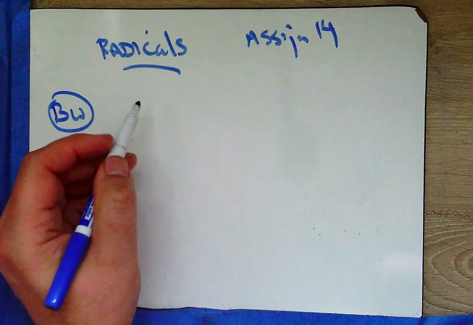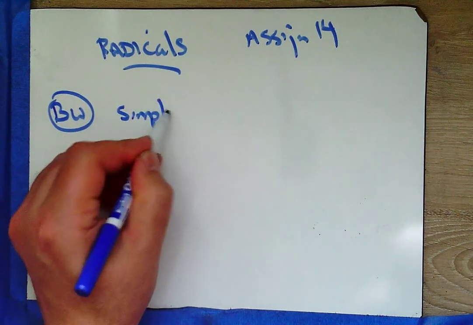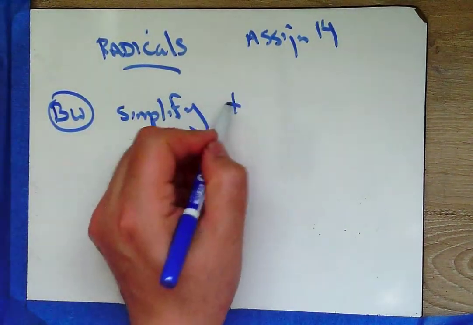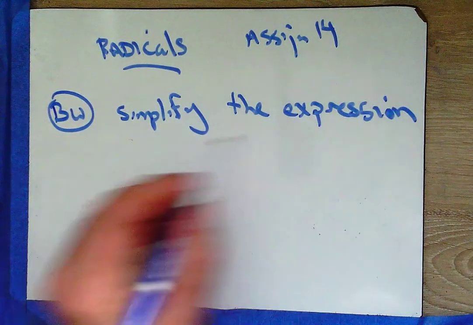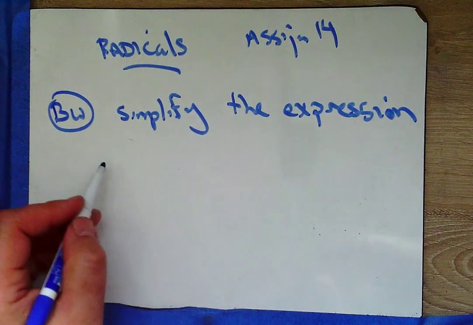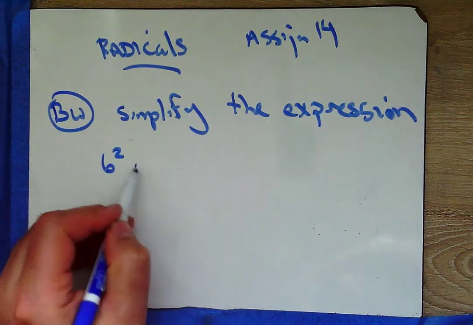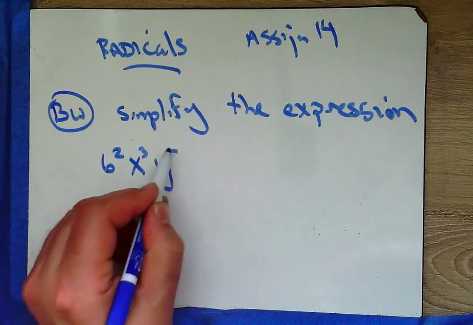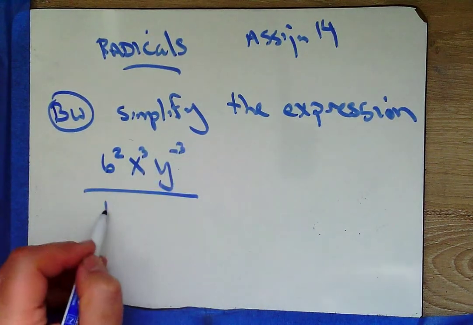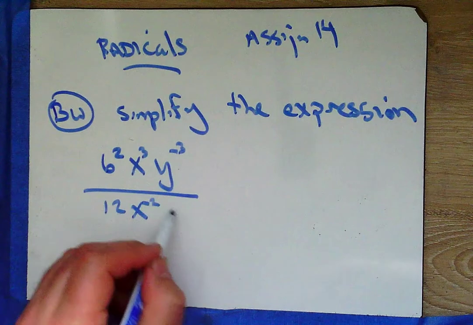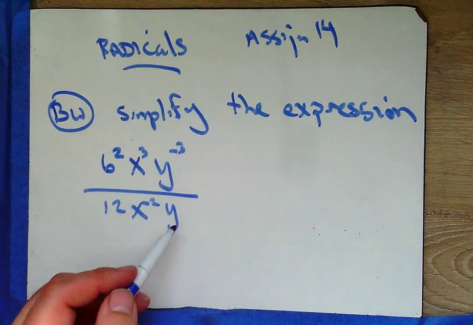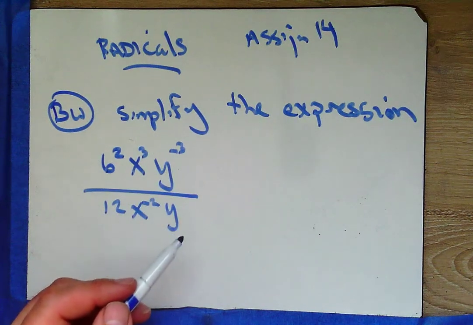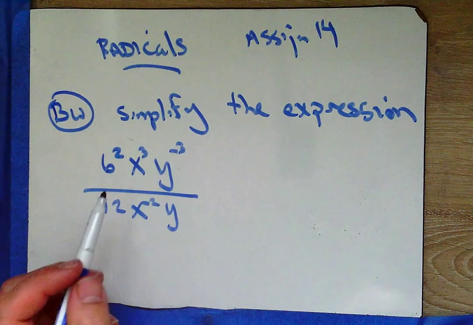Why don't you try simplifying the expression? Our expression this time is going to be 6 squared times x to the third y to the negative 3 over 12x to the minus 2y. So take a moment to simplify that exponential expression and probably pause the video and come back when you're done or want to check your work.